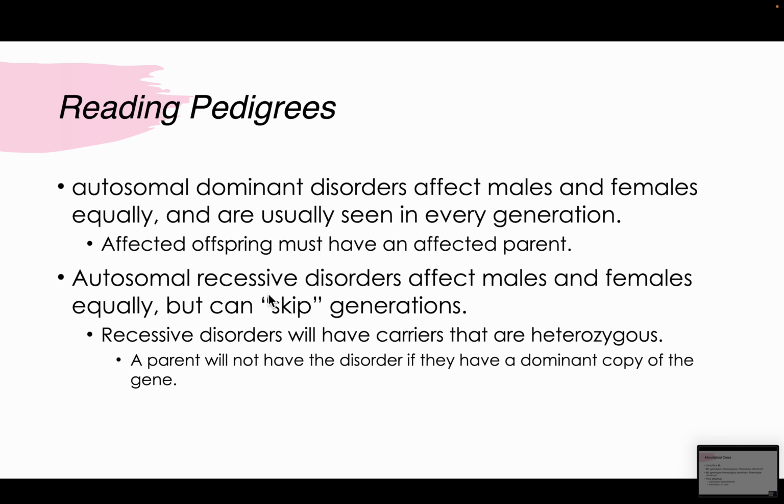So cleft chins are a good example of a dominant trait that we could track. If you have a cleft chin, at least one of your parents has to have a cleft chin. Please don't go check. I don't want anyone to find out they're adopted through me.